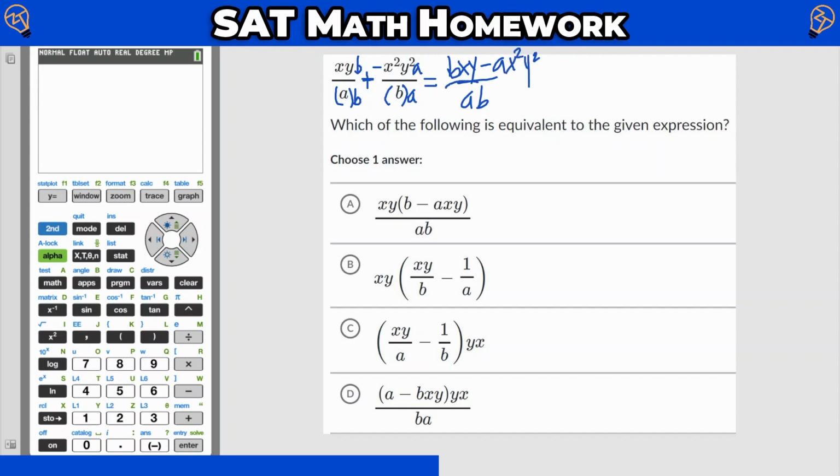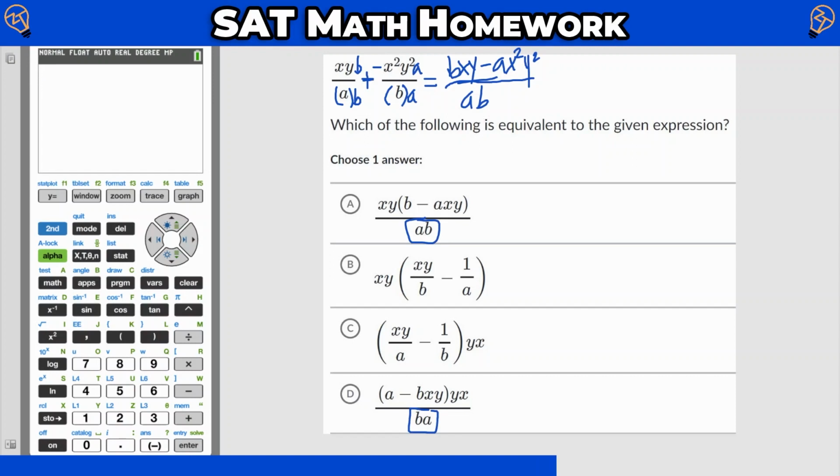Okay, once we've done something, it's always a good idea to look at the answer options and kind of see the direction we're in. Well, the only ones that really have that common denominator end up being options A and D. BA is the same as AB.